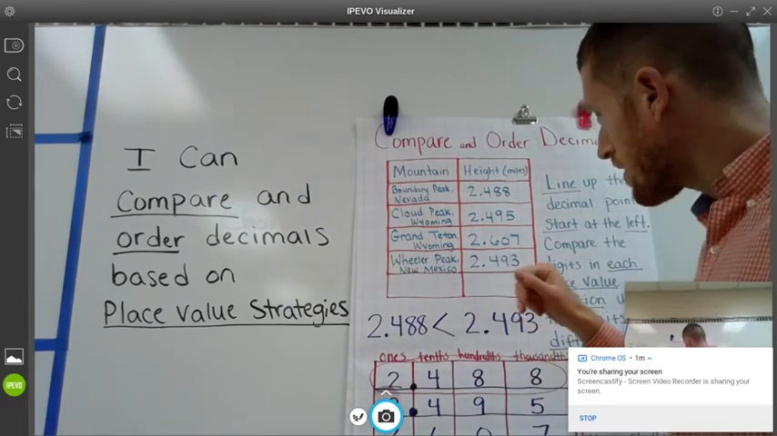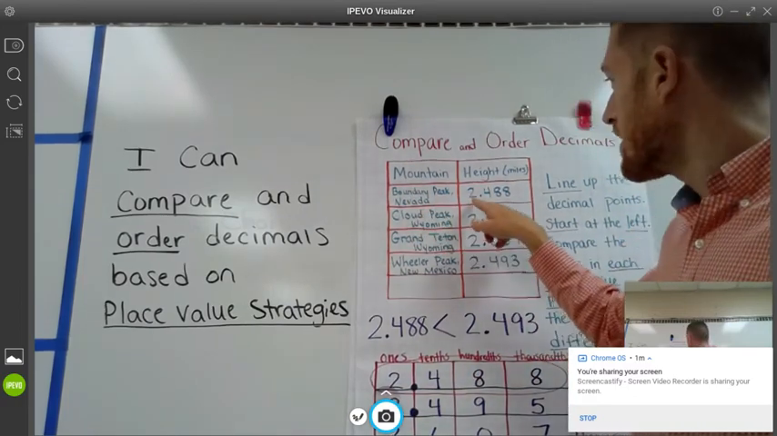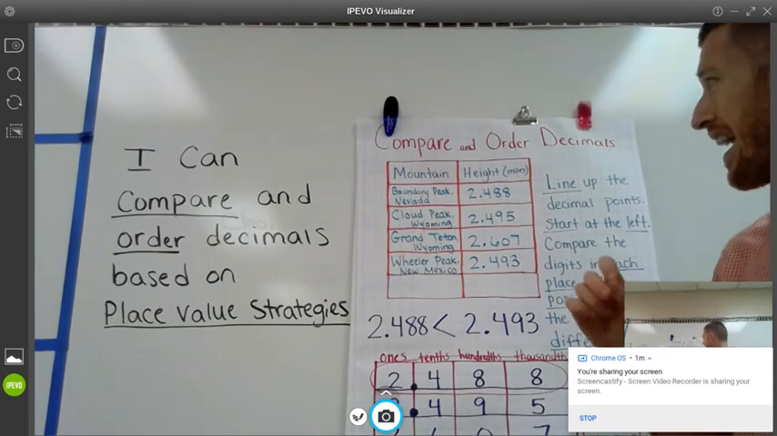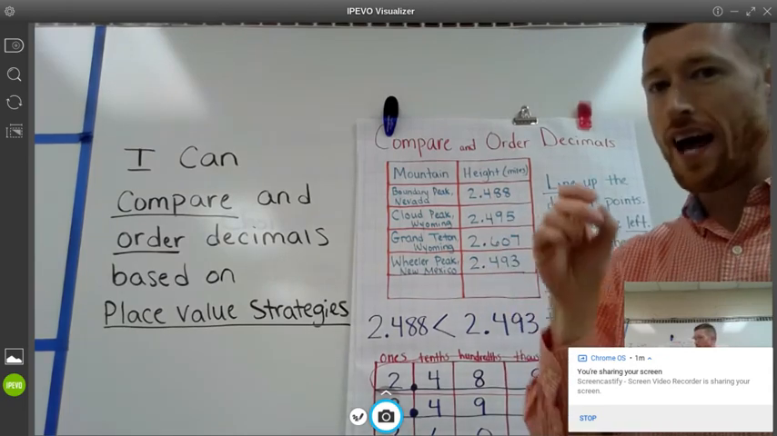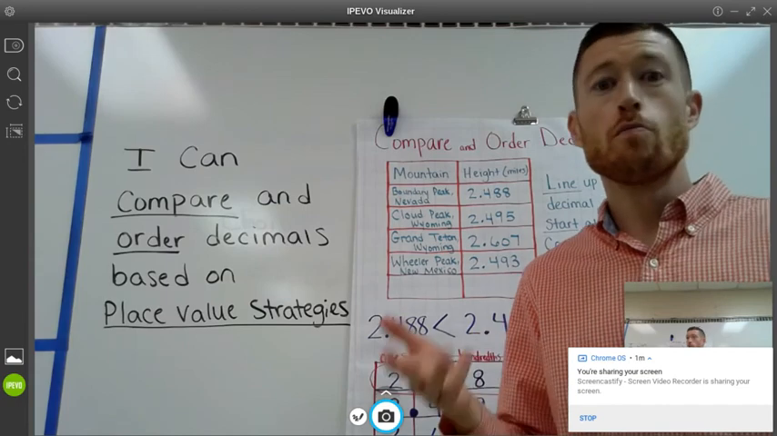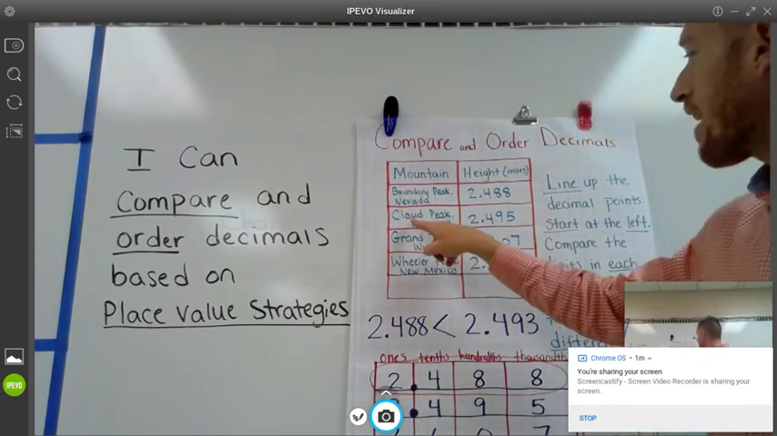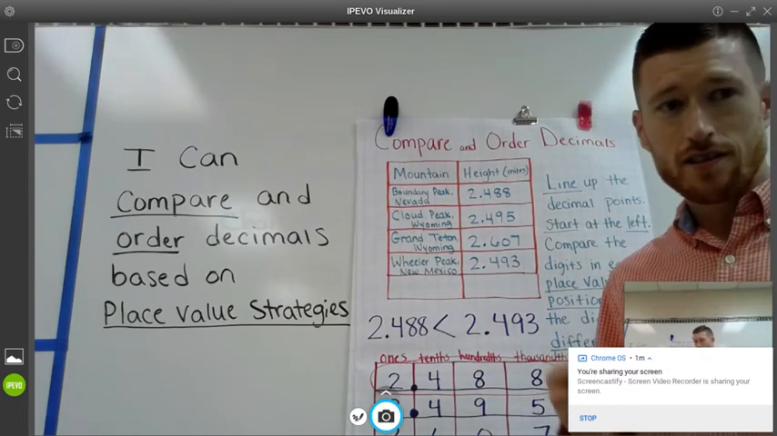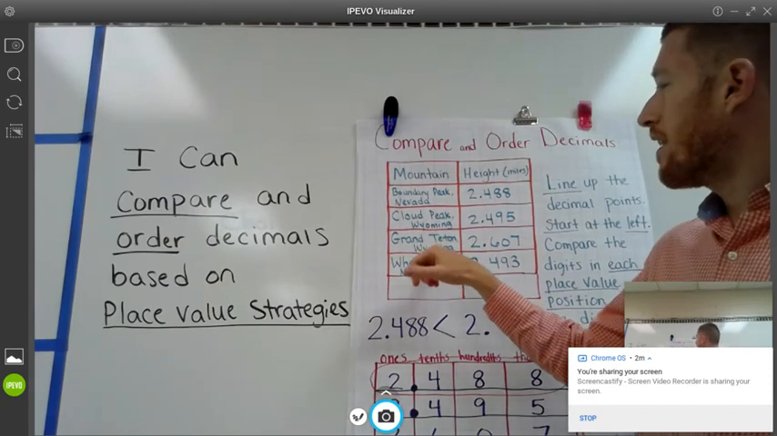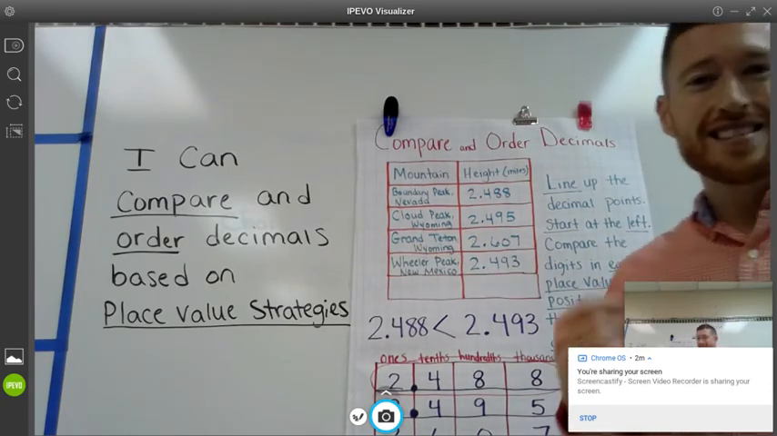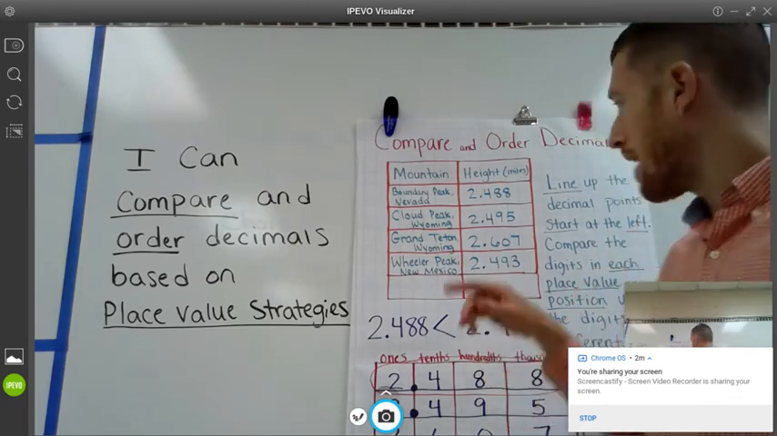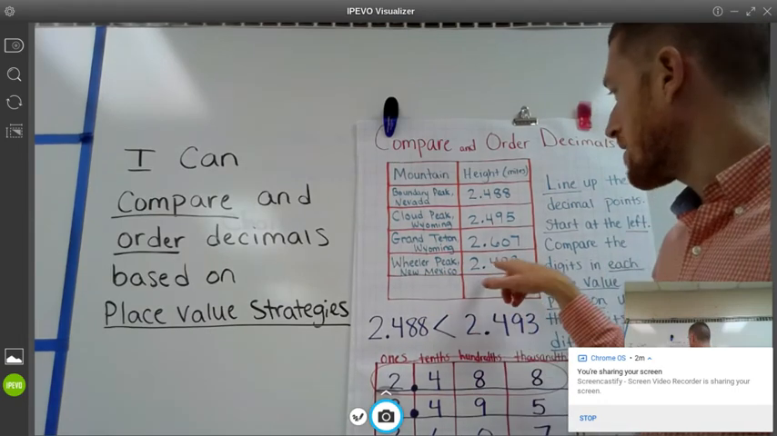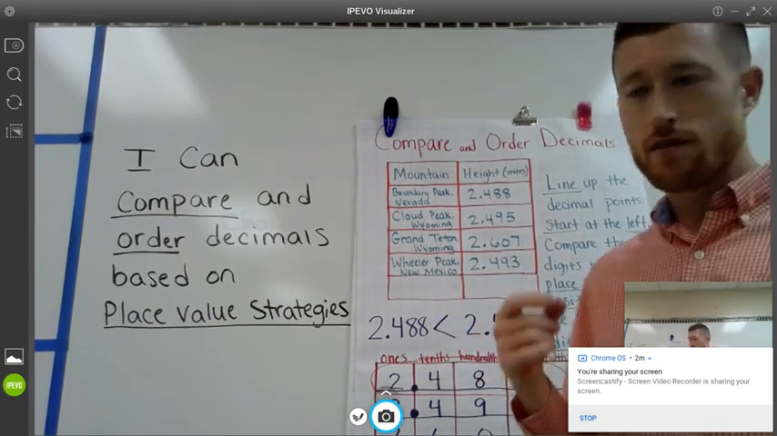So we've got Boundary Peak in Nevada. It is 2 and 488 thousandths miles high. And if you think about that, that's really close to 2.5 miles, because 2.5 would be 2 and 5/10. Then you've got Cloud Peak in Wyoming. It's 2 and 495 thousandths miles high. Grand Teton in Wyoming is 2 and 607 thousandths miles high. And then Wheeler Peak in New Mexico is the last one, and it is 2 and 493 thousandths miles high.